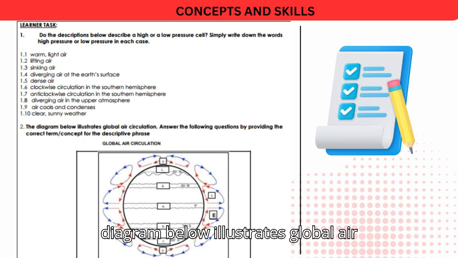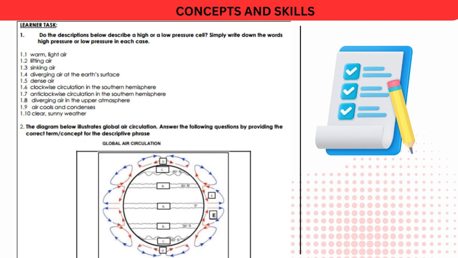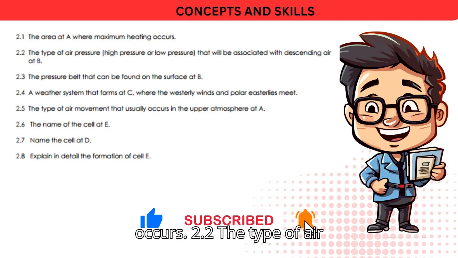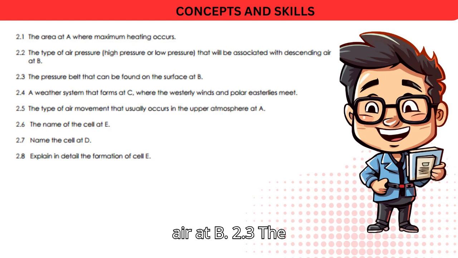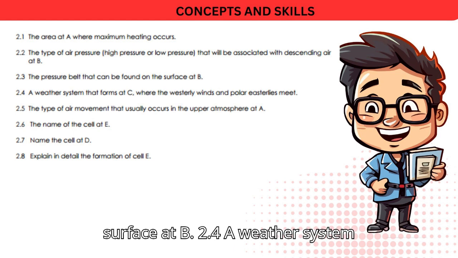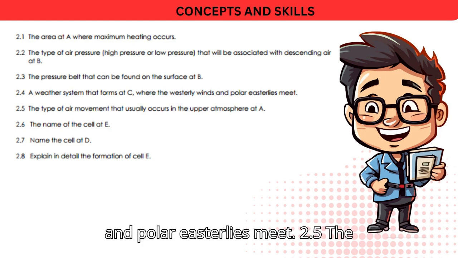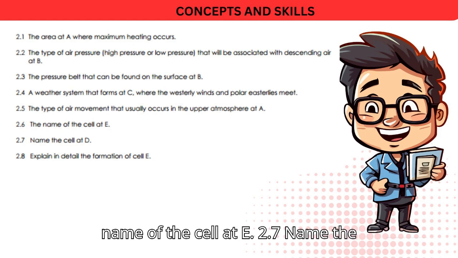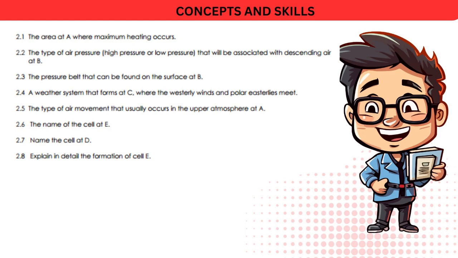2. The diagram below illustrates global air circulation. Answer the following questions by providing the correct term or concept for the descriptive phrase. 2.1 The area at A where maximum heating occurs. 2.2 The type of air pressure, high pressure or low pressure, that will be associated with descending air at B. 2.3 The pressure belt that can be found on the surface at B. 2.4 A weather system that forms at C, where the westerly winds and polar easterlies meet. 2.5 The type of air movement that usually occurs in the upper atmosphere at A. 2.6 The name of the cell at E. 2.7 Name the cell at D. 2.8 Explain in detail the formation of cell E.